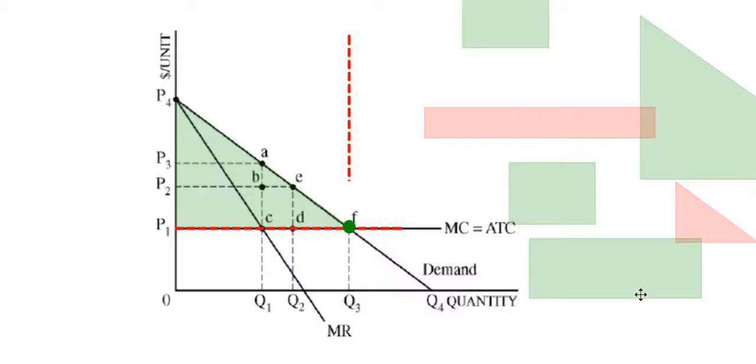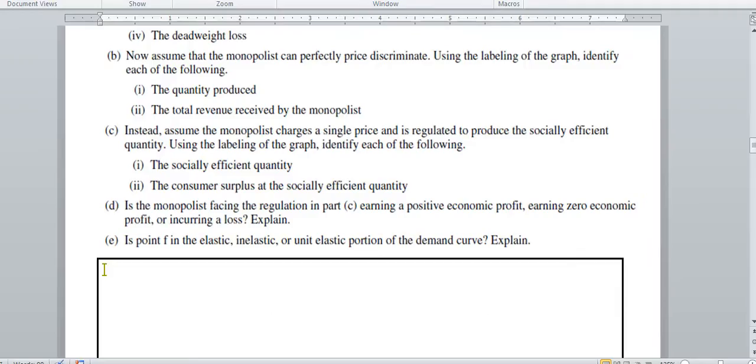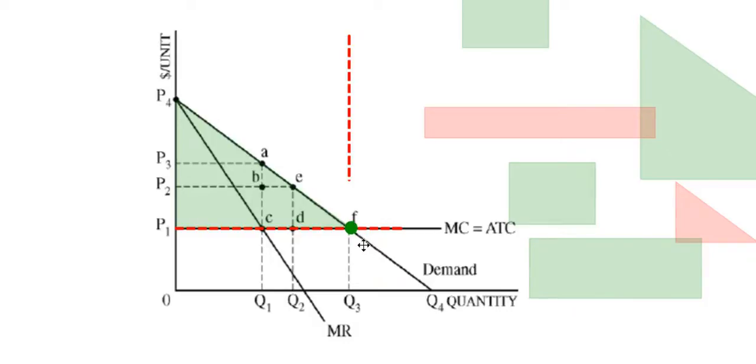Okay. Part D. Is the monopolist facing the regulation in Part C earning a positive economic profit, earning zero economic profit, or incurring a loss? Well, if we're going to be regulated to produce right here, that means our price P1 is going to exactly equal our average total cost. So that would mean, guess what? We would have zero economic profit, because price equals average total cost.